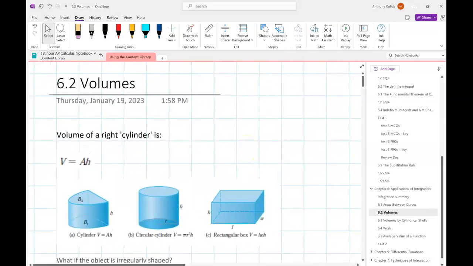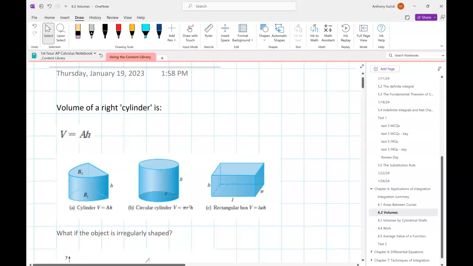All right. Hi, everyone. Today we're going to be looking at section 6.2. In section 6.2, we're going to be concerned with calculating the volumes of three-dimensional objects. So if our solid, for lack of a better term, is regular, we can create a closed form formula for this.